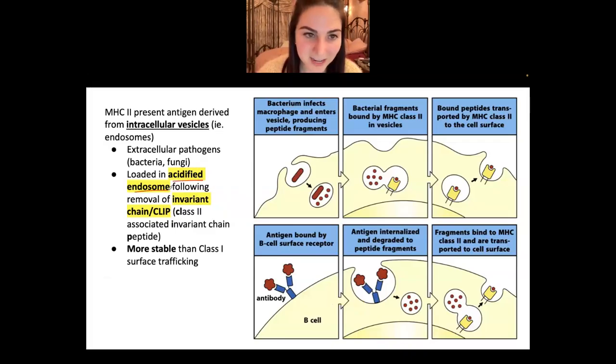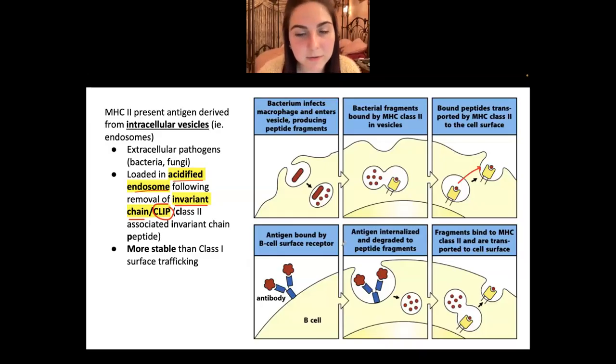So something is getting acidified from the lysosomes coming and fusing. And at that point of acidification, it's loaded right there. When the lysosome drops the pH and makes it really low pH, acidifying the environment to try and destroy the pathogen, that's when you can get MHC class 2 loading. And this is done by removing invariant chain. Remember I said invariant chain is what's associated with MHC class 2. It's removed and then it can get loaded by something called CLIP. And this is more stable than class 1 surface trafficking. Again, it's the same process, but where it's happening is different, and the protein that's loading it is different.